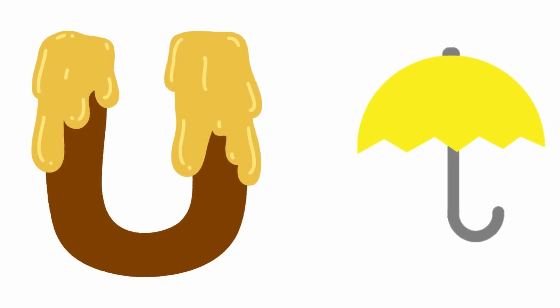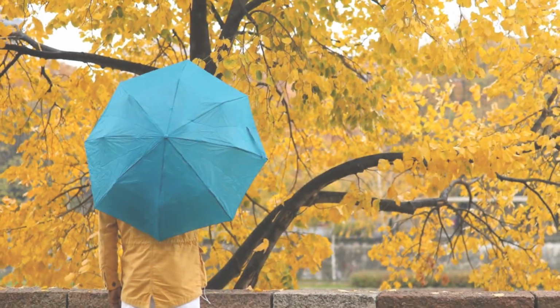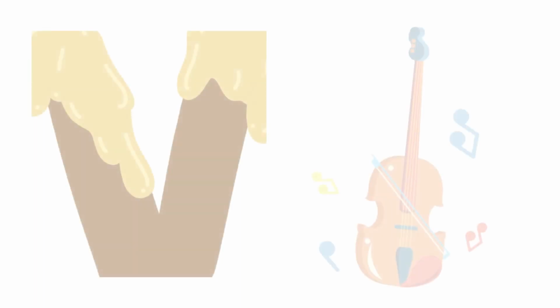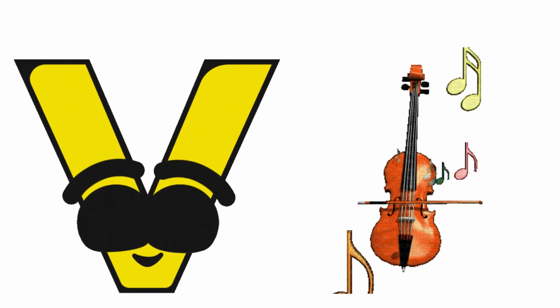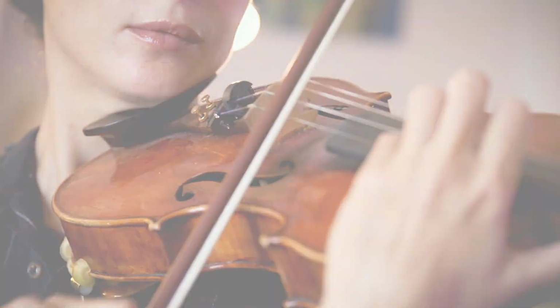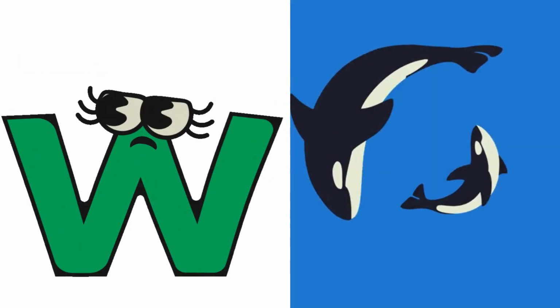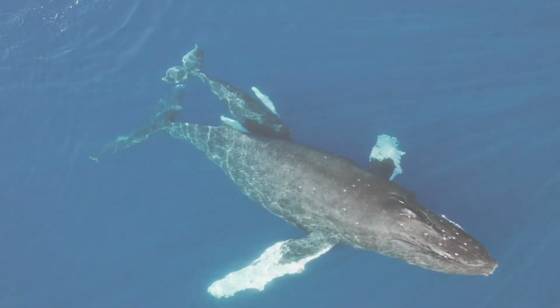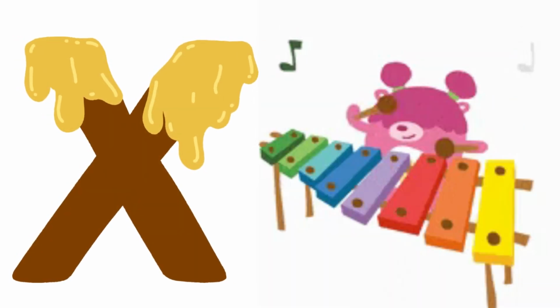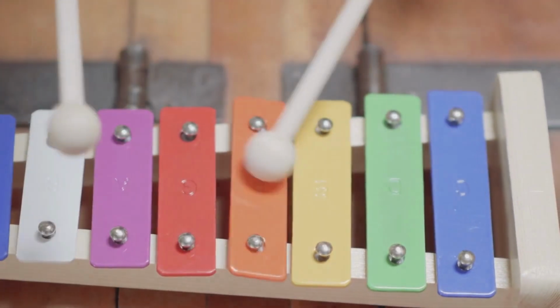U is for umbrella, umbrella, umbrella. U, umbrella. V is for violin, violin, violin. V, violin. W is for whale, whale, whale, whale. W, whale. X is for xylophone, xylophone, xylophone.